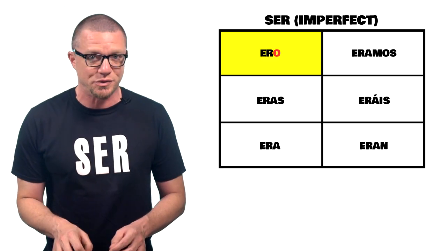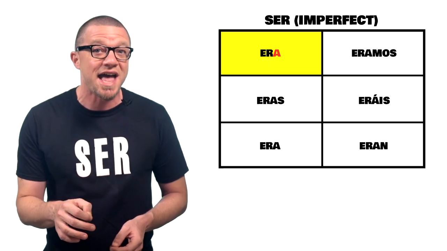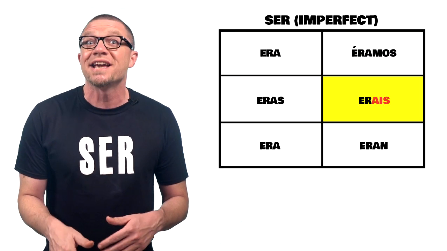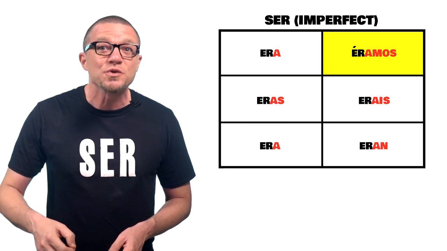I know. One little change though. For the yo form, first person singular, change the O to A. Oh yeah, add an accent on the E for the nosotros form, first person plural, and take it off the A in the vosotros form. So the endings for ser in the imperfect tense are a, as, a, amos, ais, an. Basically the regular present tense AR endings. But again, none of that matters.